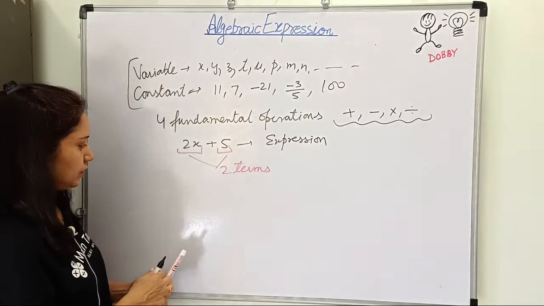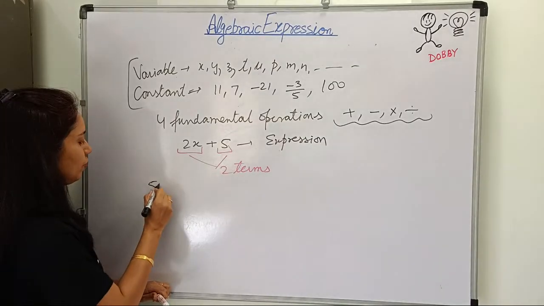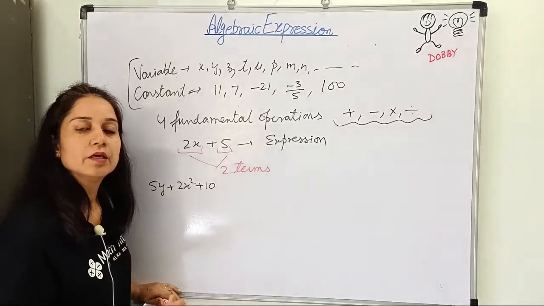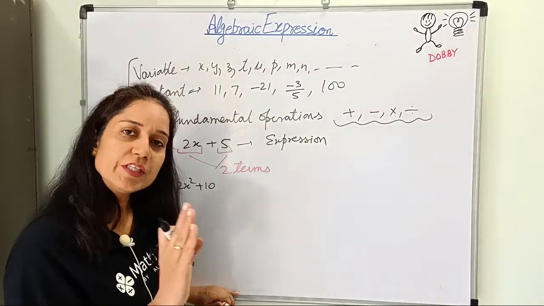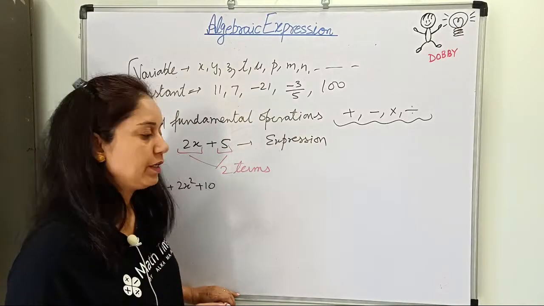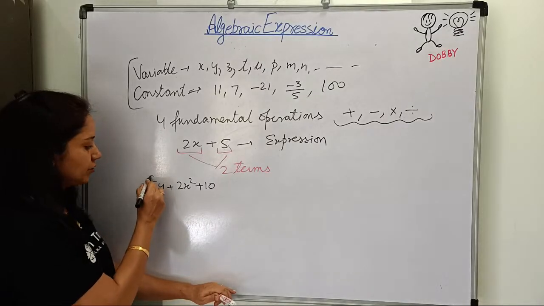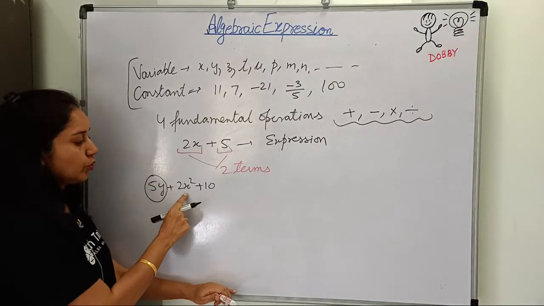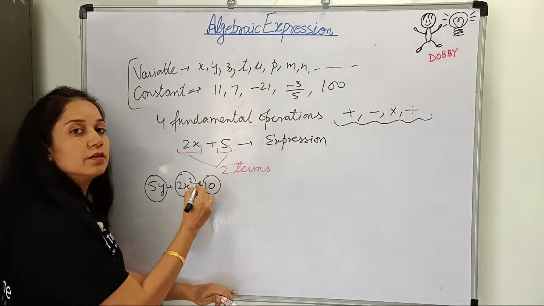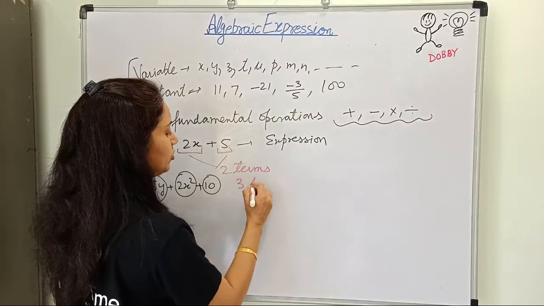Take more examples. Let us take 5y plus 2x square plus 10. Terms are differentiated with the help of plus and minus signs only. In multiplication, 5y means 5 times y. This is one term. 2x square, this is the second term. Plus 10, this is the third term. So this expression is having 3 terms.